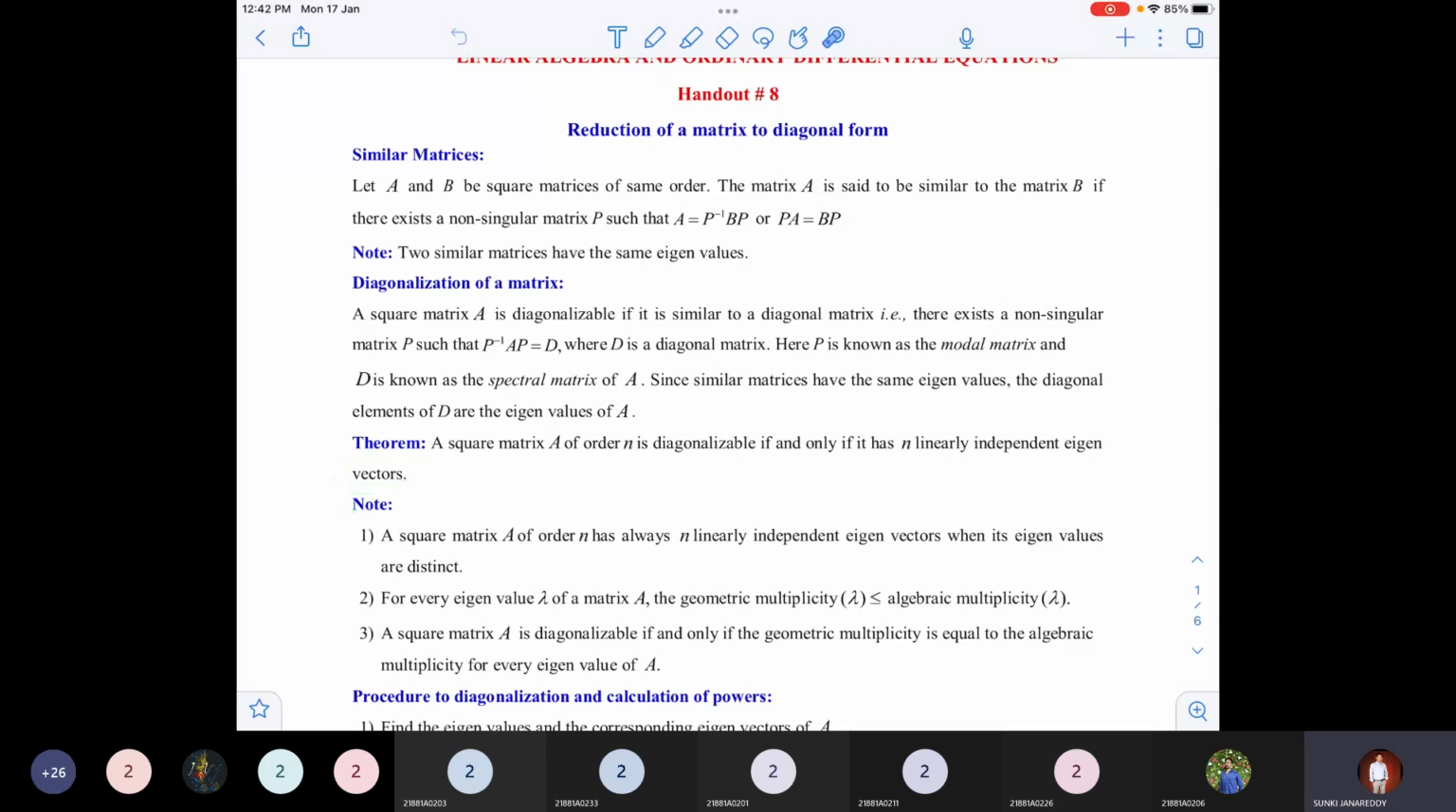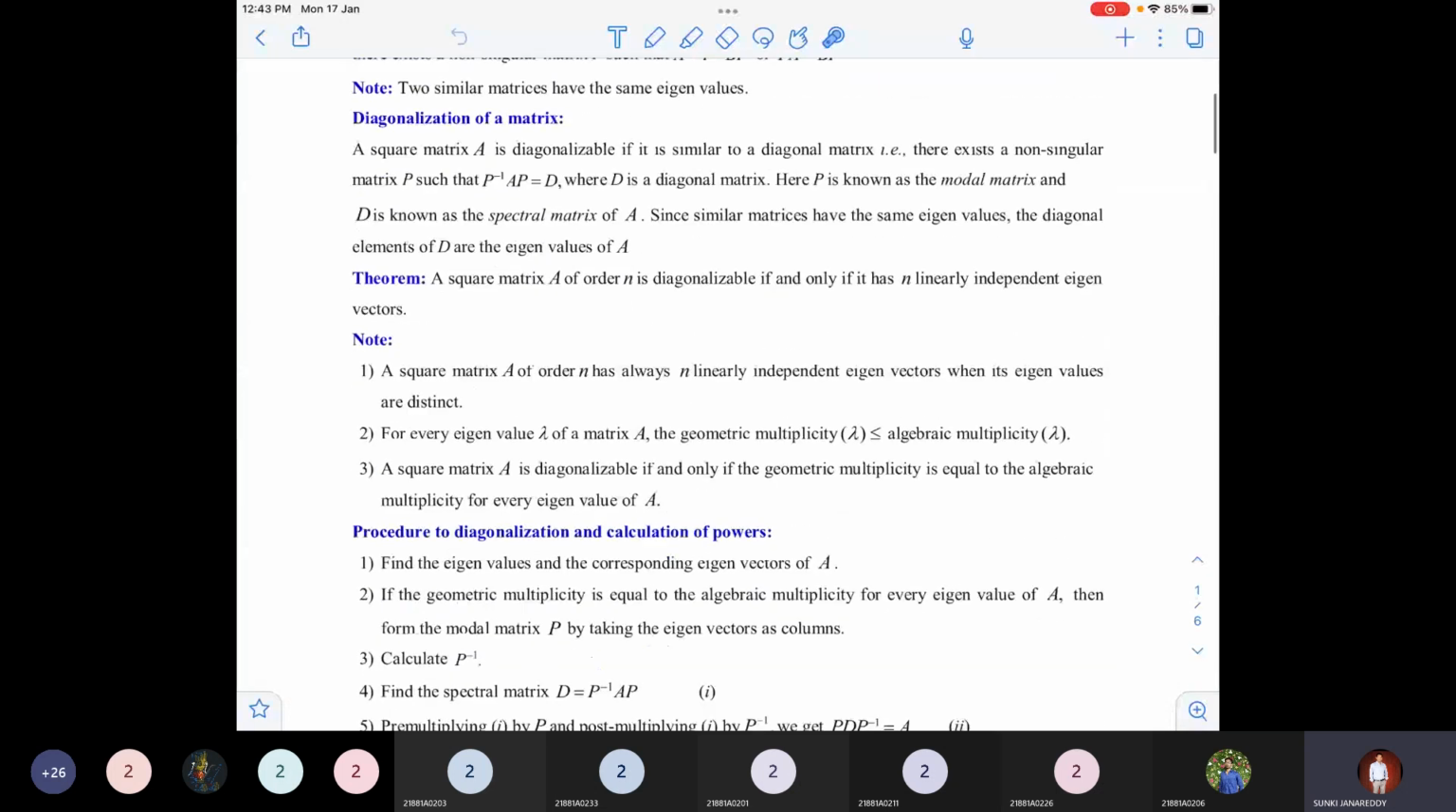If a matrix has n linearly independent eigenvectors, then it is diagonalizable. That you should remember; already we know about that one. Next, here is a note. You should remember these notes also.